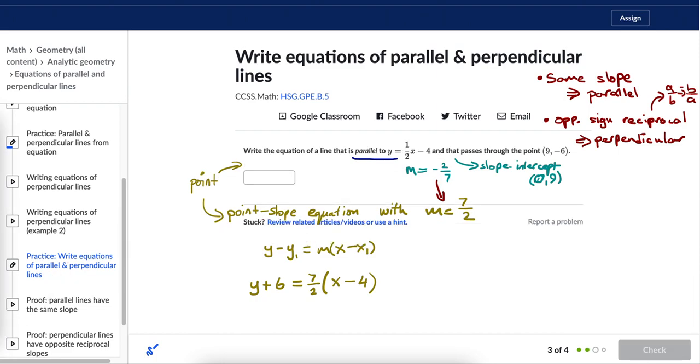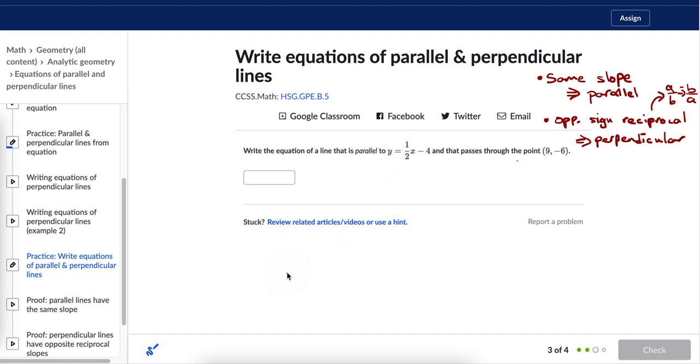Okay, let me clean things up a little bit here. Okay. So here we go again. We've been given a slope intercept form of the line. There's our slope intercept form and our slope m. Our slope m is 1/2. Well, what are we being asked for? We're being asked for a parallel line, right? We're being asked for a parallel line. And so our parallel line is going to go through the point 9, 6.